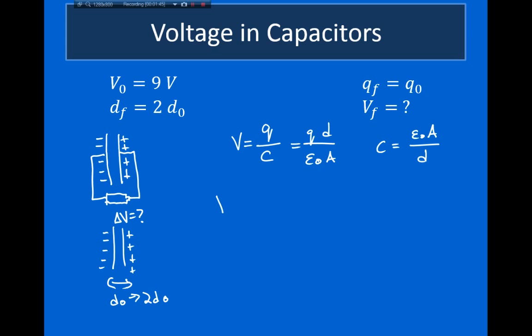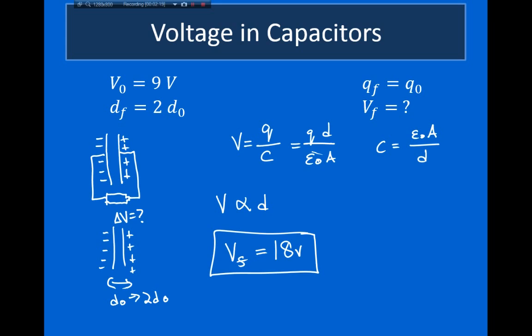So looking at this, we can see that the voltage across the parallel plate capacitor is proportional to the distance between the two plates. And since everything else is going to be held constant, we're going to have the same charge on the plates, right? We're not going to change the charge, we're just going to separate the plates. And because the area of the parallel plate capacitor is obviously not changing, the only thing that's changing is this distance between the two plates. So if I double this distance, I will double my voltage. So we can see that the final voltage is going to have to be equal to 18 volts. So it's a very simple problem.